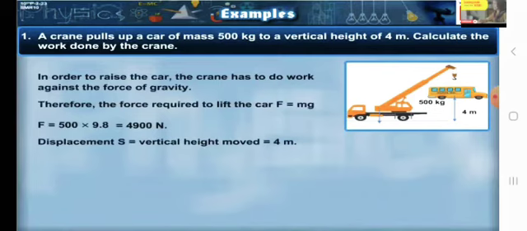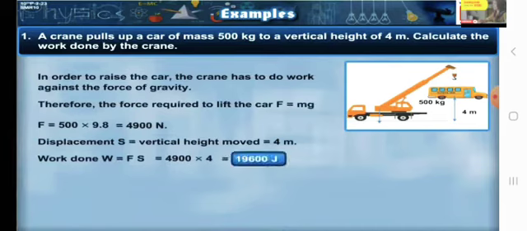Displacement S is equal to vertical height moved, which equals 4 meters. Work done W is equal to F into S, which equals 4,900 into 4, which equals 19,600 joule.